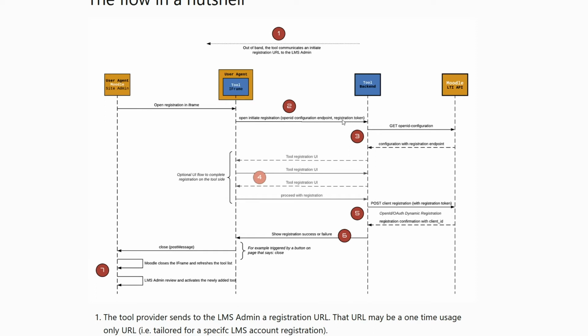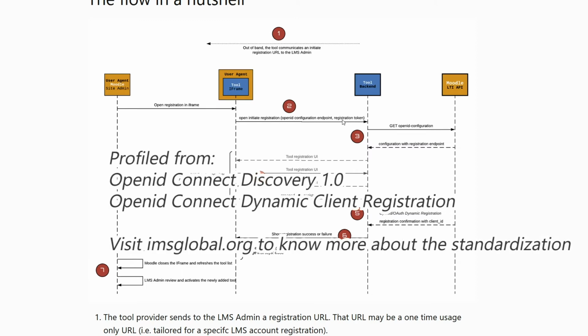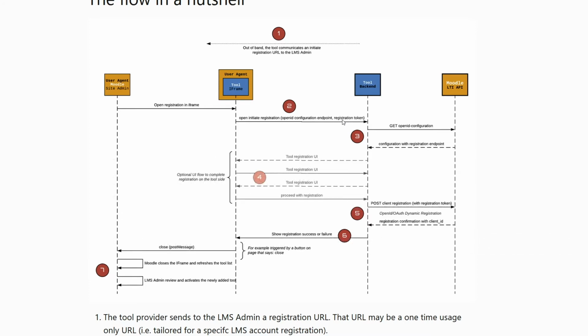I forgot to mention, but this flow is actually based on the OpenID Discovery and OpenID Dynamic Client Registration specifications, which have been profiled for this use case. And this work is also being standardized by the IMS working group. But back here, as a tool, I've now received the OpenID configuration endpoint. Therefore, I can get the OpenID configuration from the Moodle site.